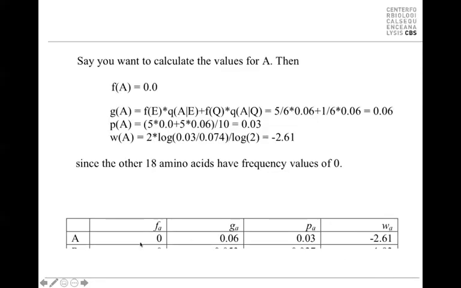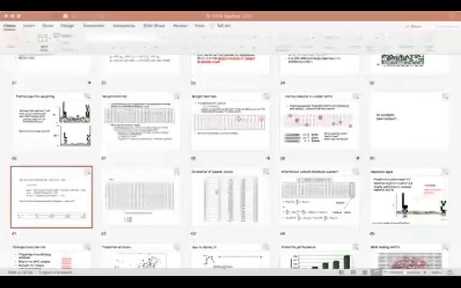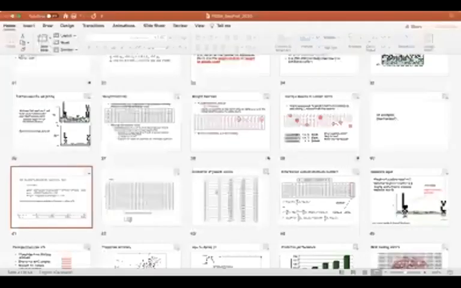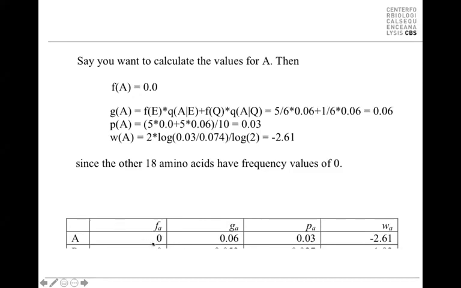So for alanine, you know the observed frequency is 0. In the data, there's no alanine, there's only E's and Q's, so the frequency of alanine is 0. Am I sharing now? Do you see my screen? Yeah, thanks. Okay. So this is 0 here.